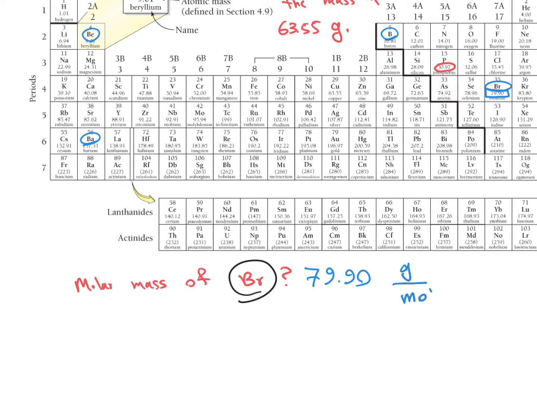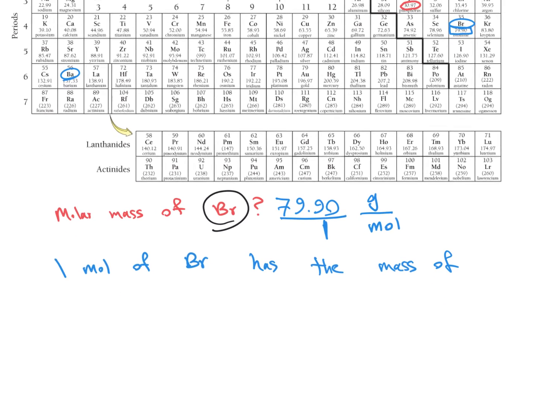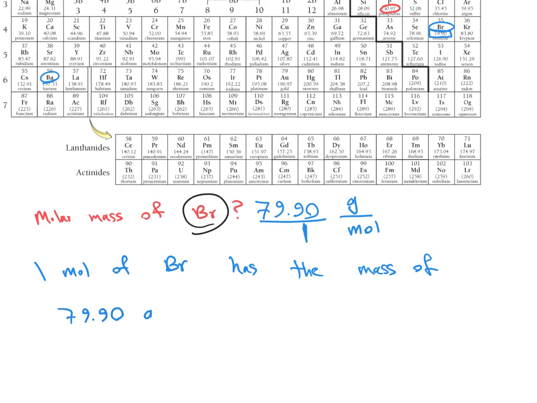Gram per mole. So it means 1 mole of Br has the mass of 79.90 gram. And I will give you this in your homework and quiz. And I say, which of the following statements is not correct? 1 mole of Br atom has the mass of 79.90 AMU. So this sentence would be wrong because the unit is gram. Okay?